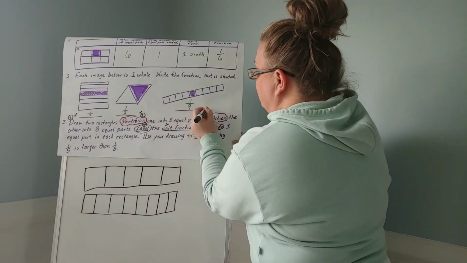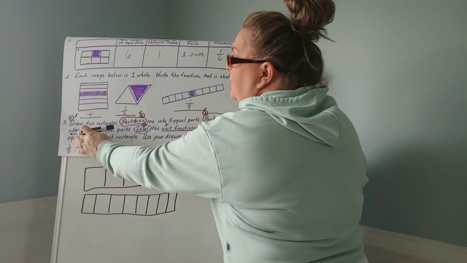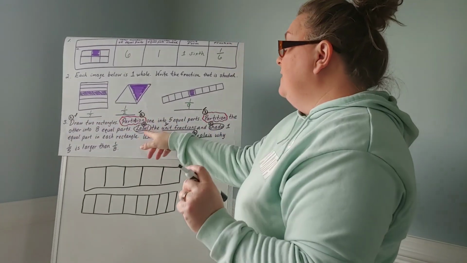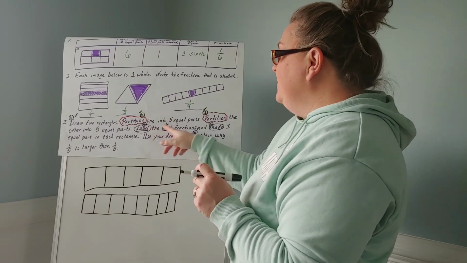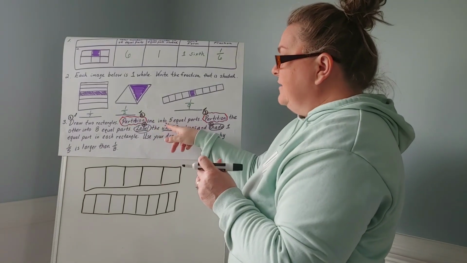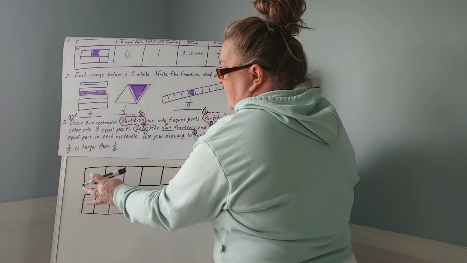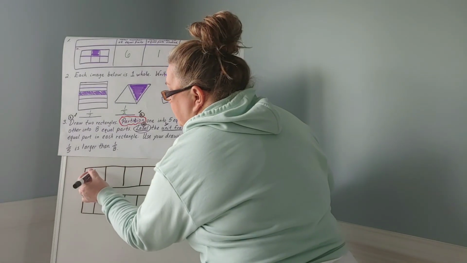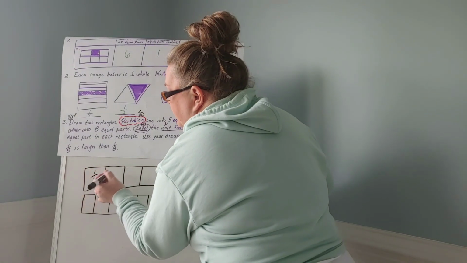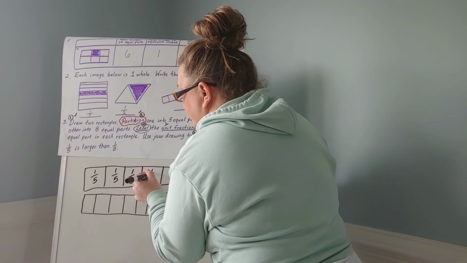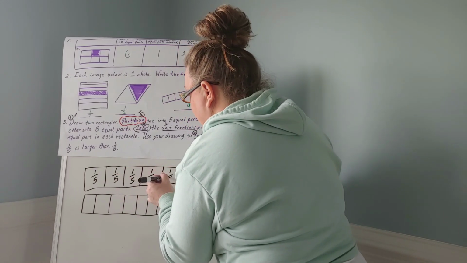Okay, so we just partitioned or cut apart the other rectangle into 8 equal parts. So we've done direction 1, 2, and 3. So now we're on 4. It says label the unit fractions. Label them. So if they're unit fractions, they have a numerator of 1. So I know that we have 1, 2, 3, 4, 5 equal parts. So this part would be 1/5. This equal piece would be 1/5, 1/5, 1/5, 1/5.